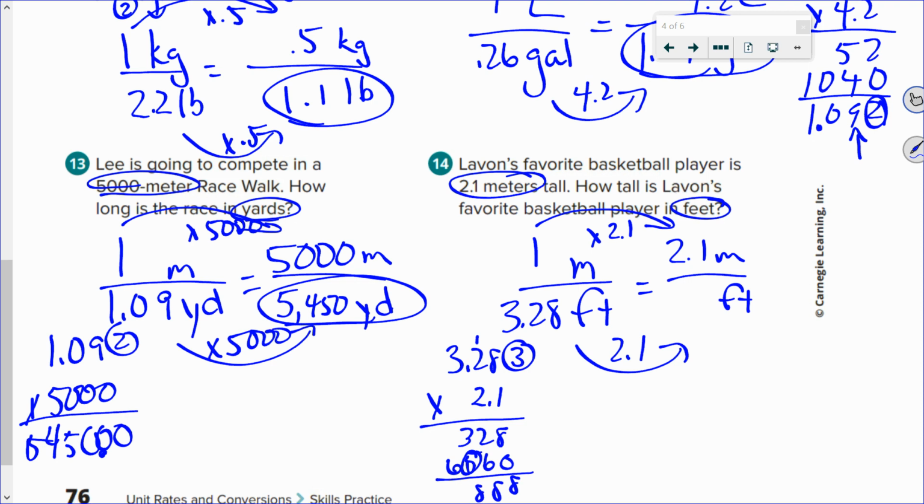8, 8, 8, 6. 3 decimal places. I'm rounding to the hundredth, meaning that 8 tells that 8 to go up 1. So 6 and 89 hundredths feet. Any questions on this page?